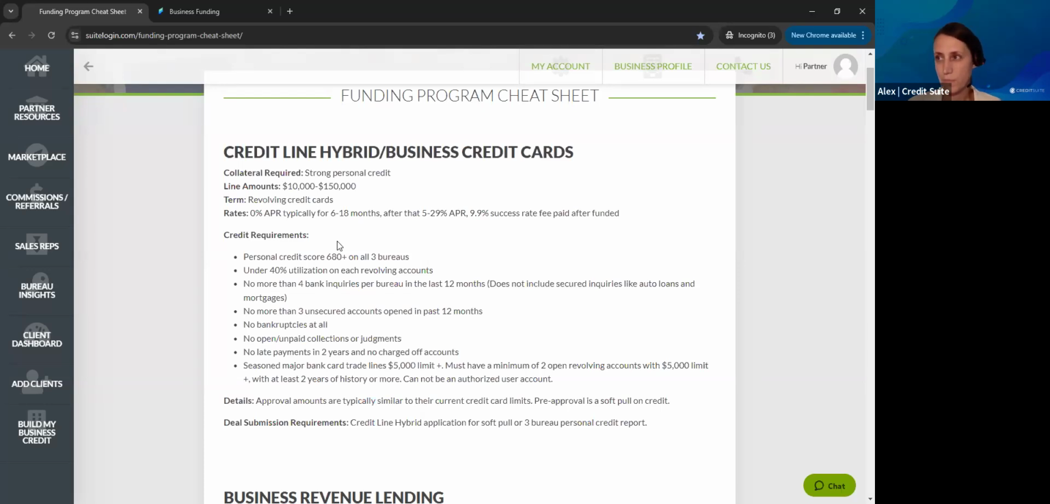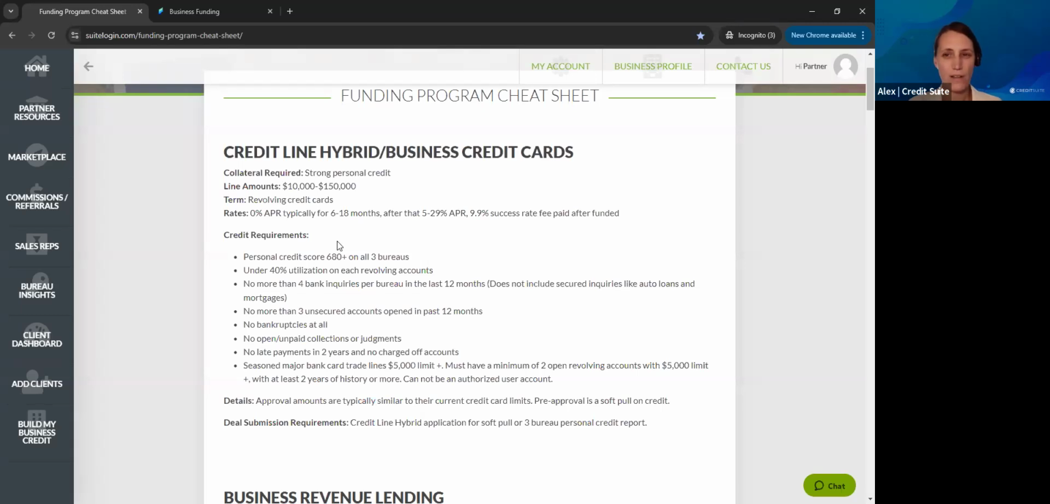A lot of the business lending types here are going to need a personal guarantee. They're going to look at the personal, they're going to look at the business, they're going to see if the business has business credit and look at that whole financial picture. So I think it's really important too that the client is aware of that.